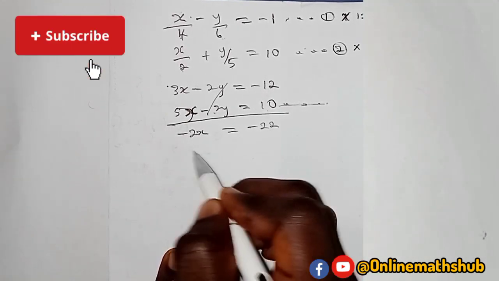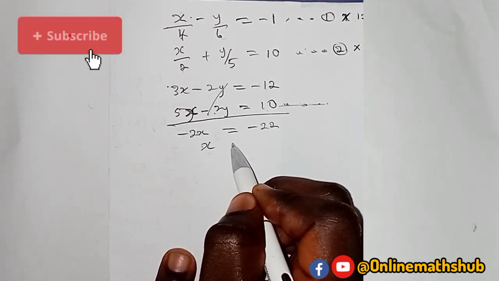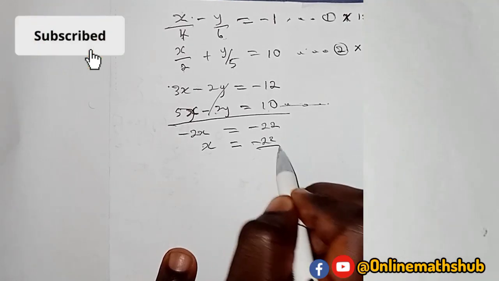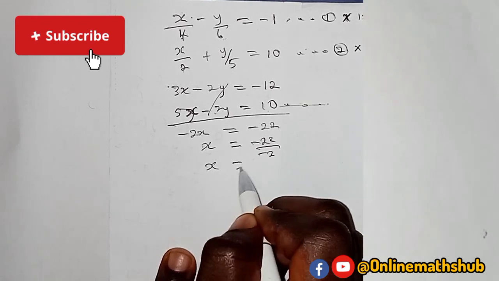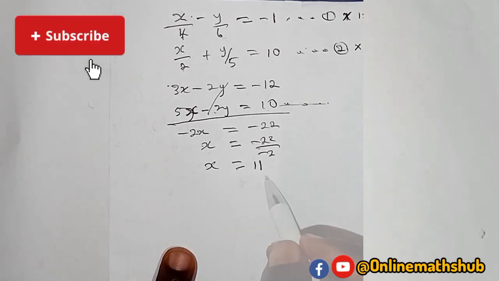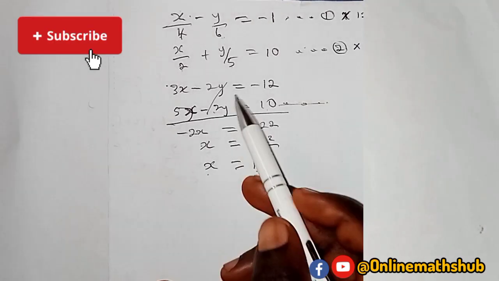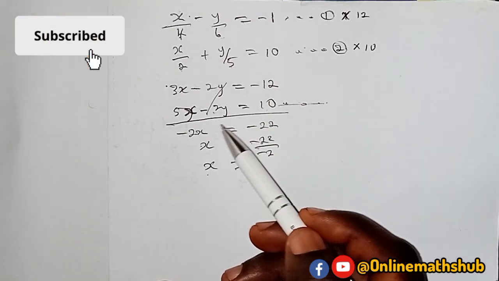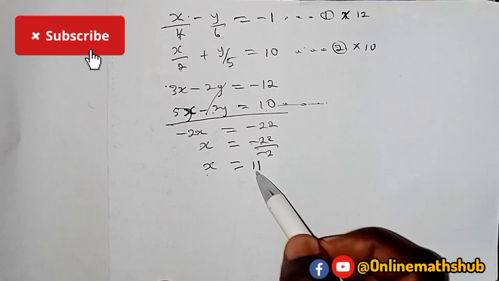minus 22. So at this point, we want to divide through by the coefficient of x, which is minus 2. So we say x is equal to minus 22 divided by minus 2. And then we have that our x is equal to 11. Now that we've gotten our x to be equal to 11, we can come over to any of the equations and then substitute 11 for x.